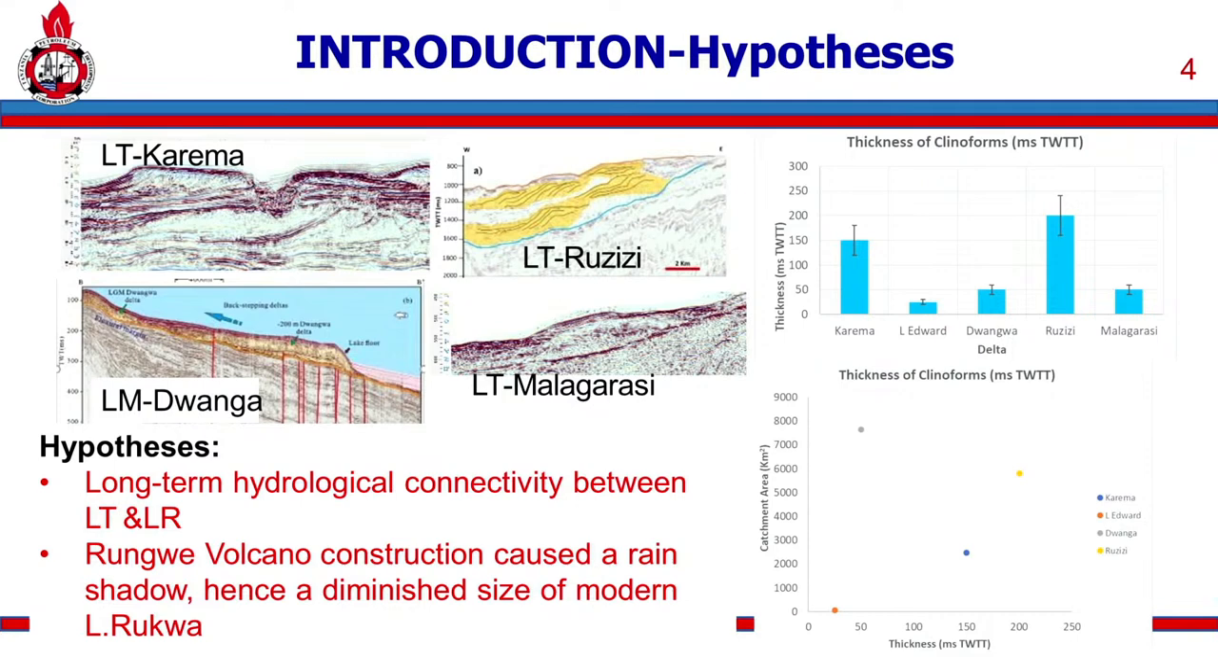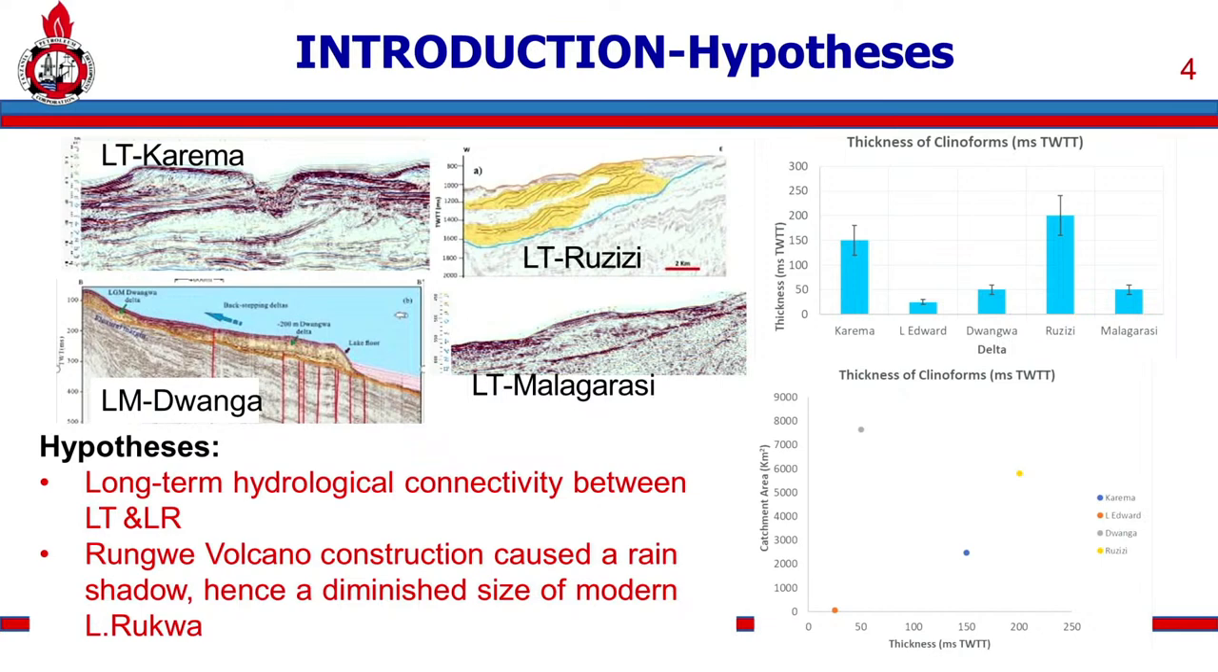Also, the delta associated with the Malagarasi River, which is the main drainage that drains into the lake. And it turns out that when you compare the thickness of these deltas at Karema, they are second to the Ruzizi Delta, which of course should be big because the Ruzizi River flows all the way from Lake Kivu to Lake Tanganyika. So when we compare those deltas with the thickness of the delta in Lake Malawi, the Dwanga Delta, whose Dwanga River is larger than the Ifuma River I showed you, we see that the Karema Delta are thicker.